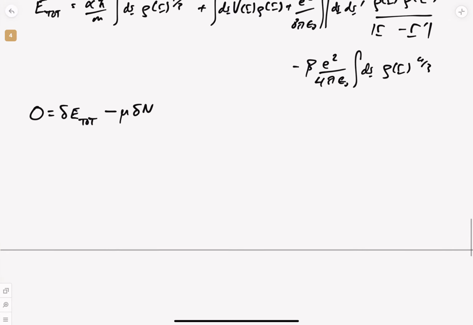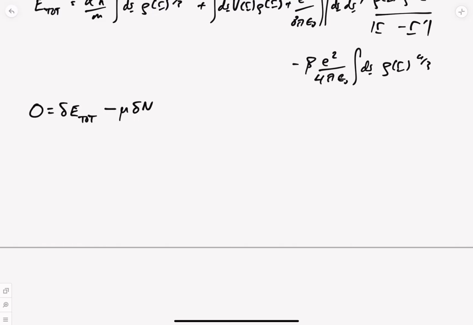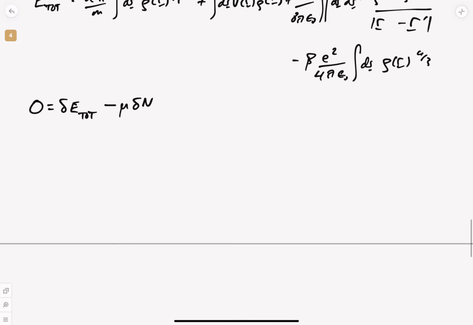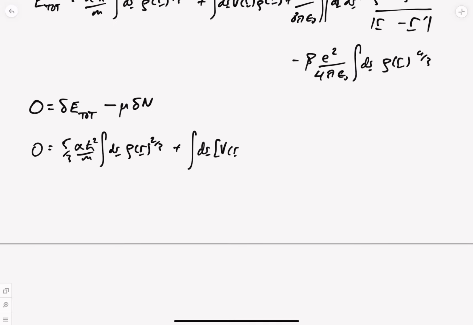Now, if we use the theory of functionals again, as we alluded to in the previous video, then we find the following. We see that 0 is equal to 5/3 alpha h bar squared over m integral dr of rho of r to the 2/3 plus the integral dr of v of r minus mu delta rho of r. Oh, I've missed a delta rho here. I'm just going to stick that in there. There's a delta rho of r here. Sorry about that.